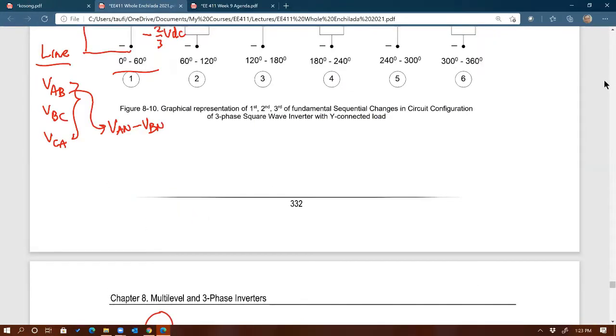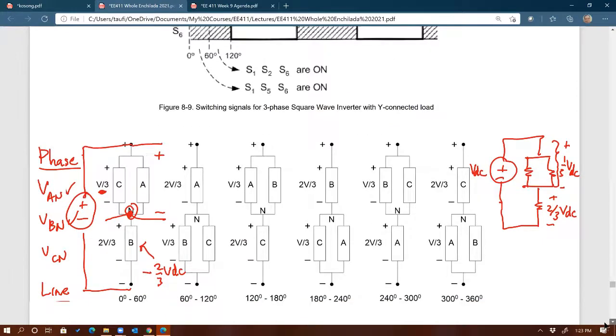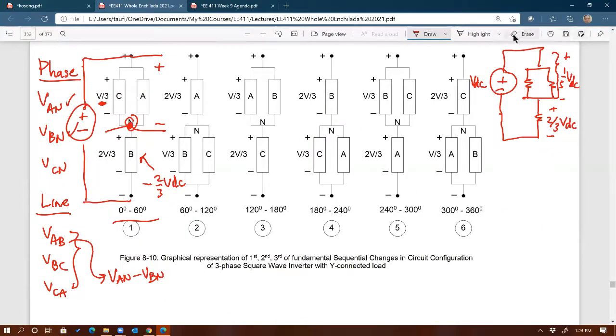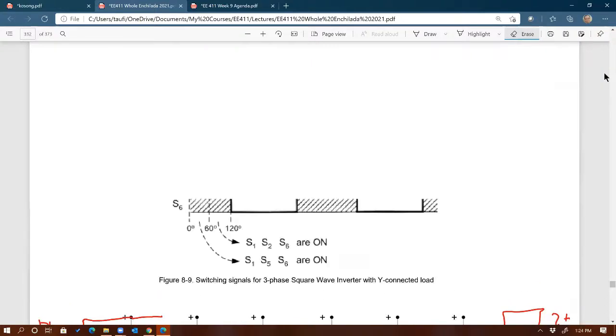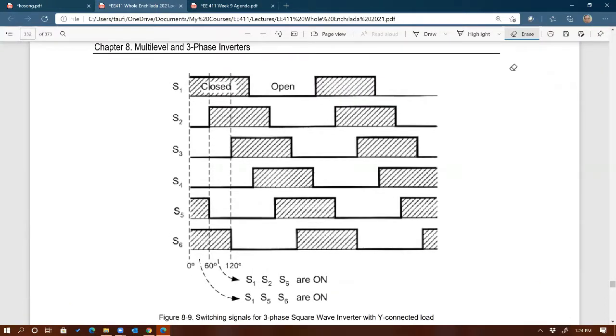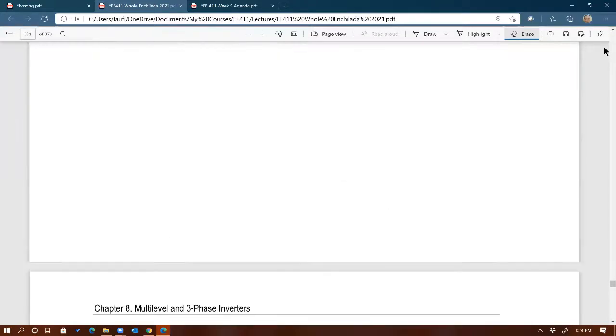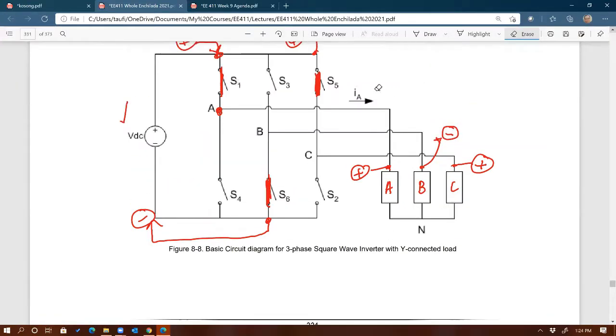Let's do one more. The next interval, what do we have? Well, you have to look at the switching signals. Take a look at the switching signals in your book, and let's look at it together. The second state would be 60 degrees to 120 degrees. We can see that 1, 2, and 6 are conducting. Let's go back to here. Now we have 1, 2, and 6.